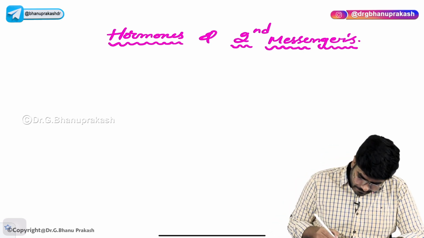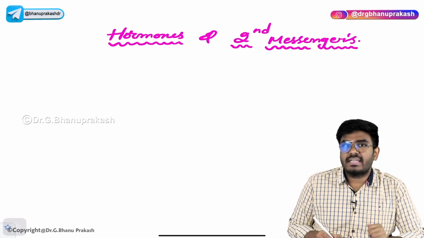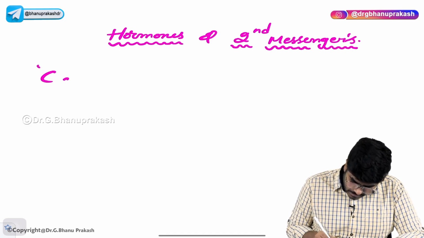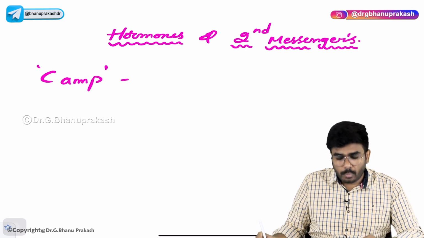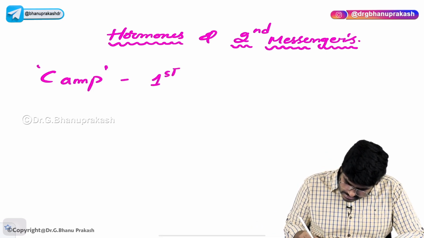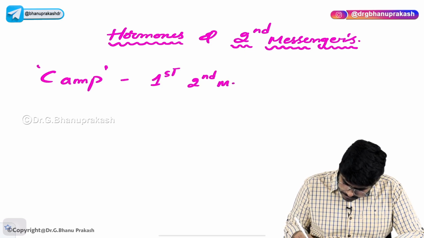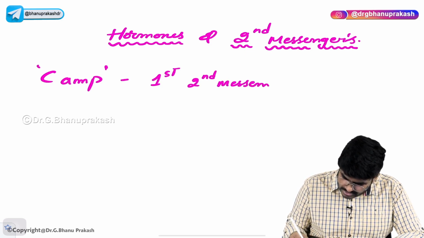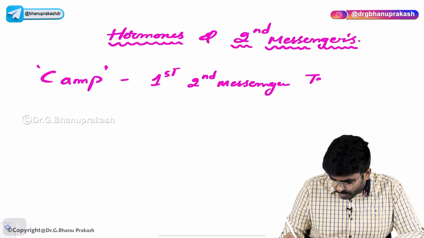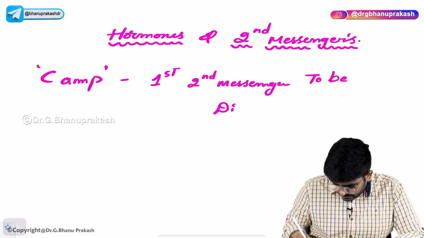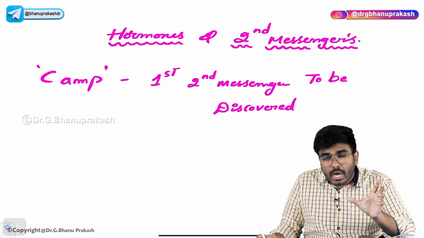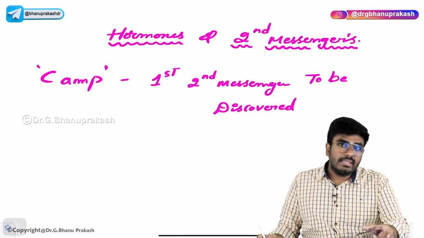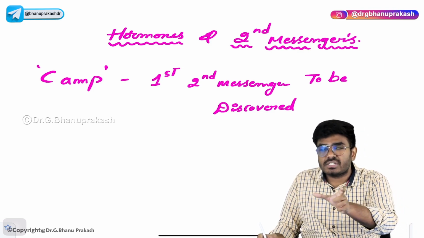Having said that, let's start our discussion with the first secondary messenger, that is cAMP. cAMP means cyclic AMP. The important point is it is the first secondary messenger to be discovered. Now let's see what different hormones use this cAMP secondary messenger system.